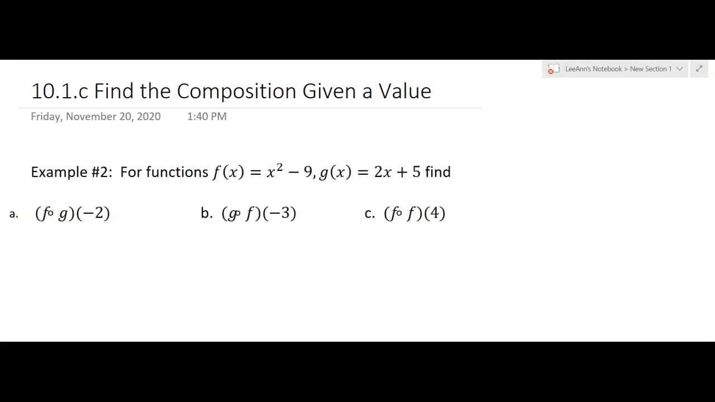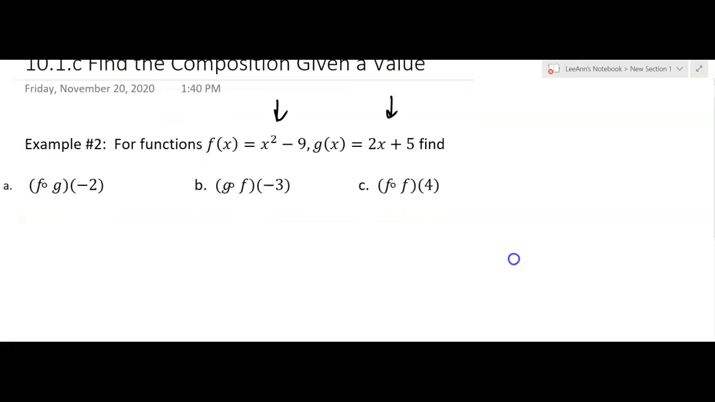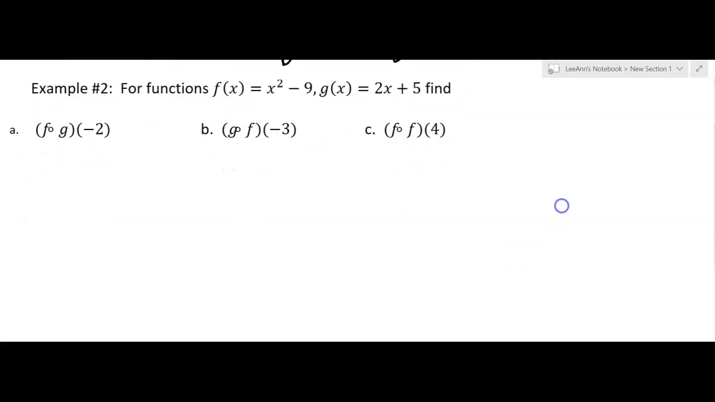Okay, so in this problem we have two functions, f of x and g of x. But this time they're asking us to find f of g or g of f of values, not just x. Okay, so I think these are a little bit easier sometimes, but we'll see. Okay, so f compose g of -2. So I'm doing f of g of -2.